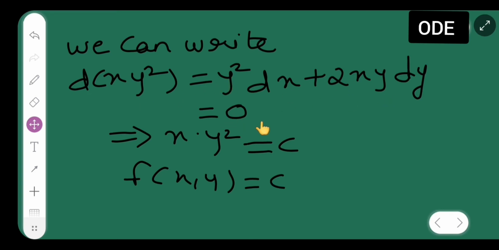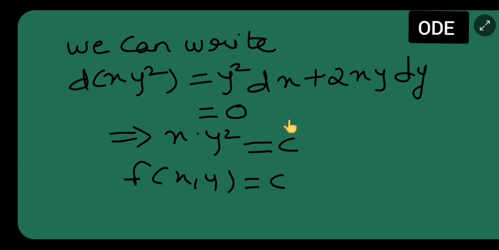Now, if the derivative of any function is equal to 0, then the function should be a constant. So we have to write the function as a constant. That's why I've written this constant: x y squared is equal to c. This is a constant, and therefore f(x, y) is equal to c. And that is the required solution for the given differential equation.